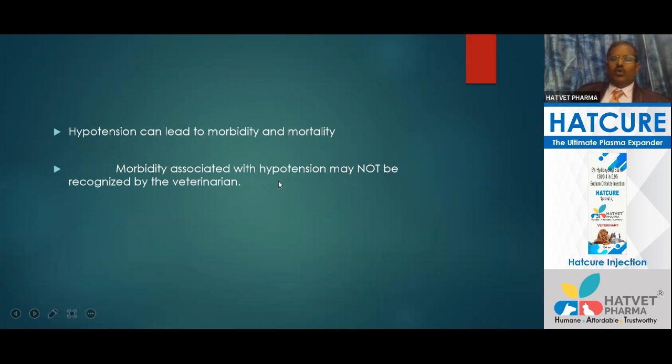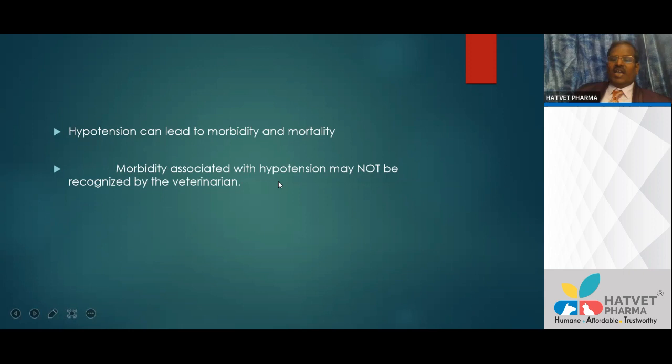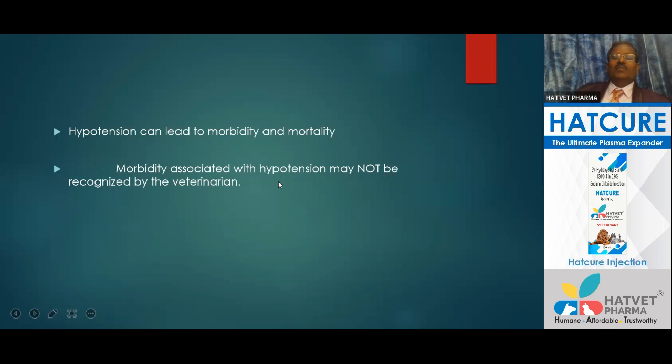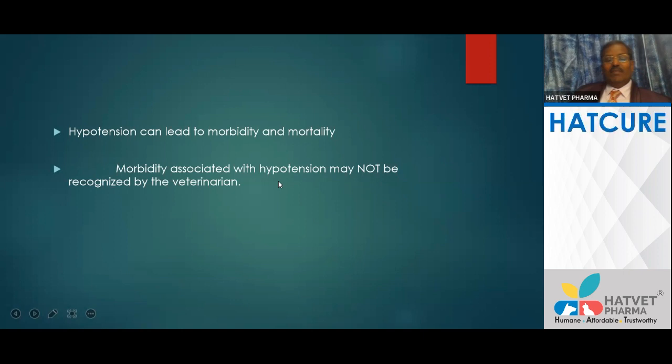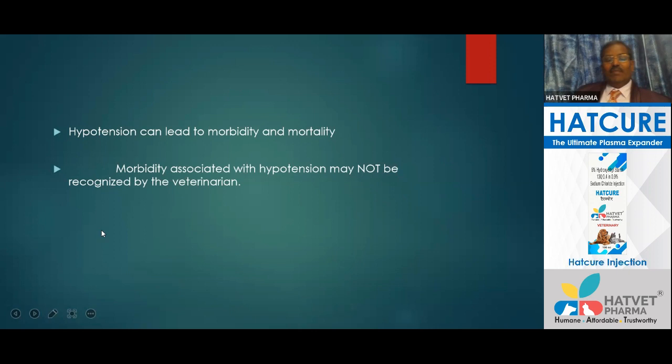Morbidity associated with hypotension cannot be recognized by the... Many times, the morbidity associated with hypotension is quite challenging to the practicing veterinarian, and that has to be addressed on time. Physiology and physics.